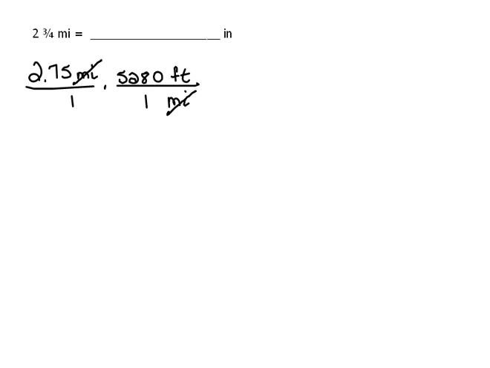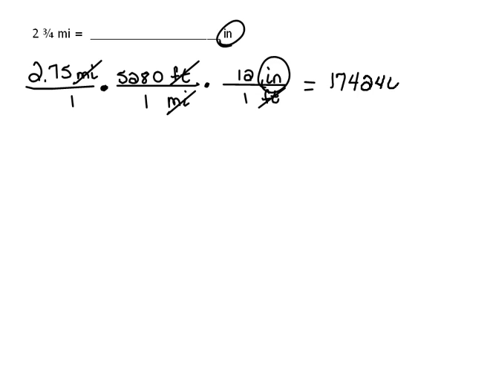So now our miles will cancel top and bottom. And we don't want feet, so we're going to put that on bottom. And we're going to go to inches. There is a conversion between inches and feet. There are 12 inches in every foot. So now our feet will cancel, and we're left with inches as our units. It's exactly what we wanted, so that looks good. Now we can do 2.75 times 5280 times 12, and we should get 174,240 inches. Now that's reasonable.